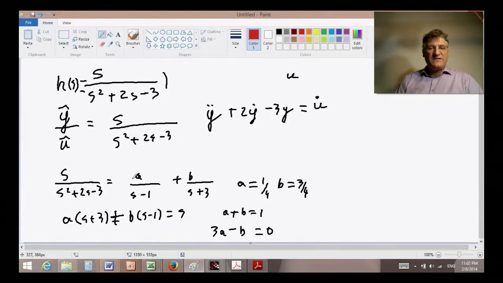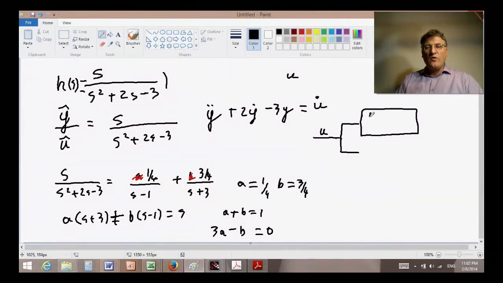Once we have replaced a and b by their values, we get the partial fraction expansion to be like this. Now these are two parallel systems, which I can once again write as follows. We have the input u, it splits and feeds into two independent systems.